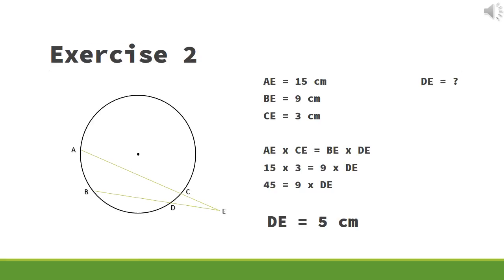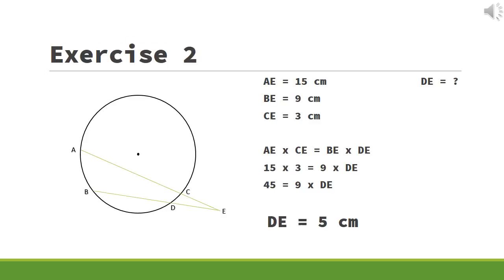Consider the figure given. There are two secants, AE measuring 15 centimeters and BE measuring 9 centimeters. The external part of AE is given to be 3 centimeters. What is the measure of the external part of BE? Notice that both of the secants originate from point E, thus we can apply the secant power theorem.